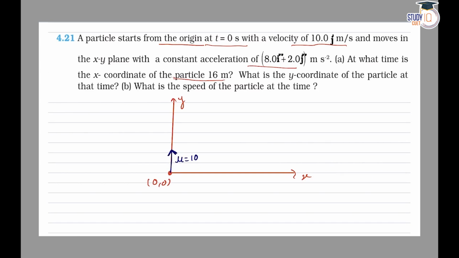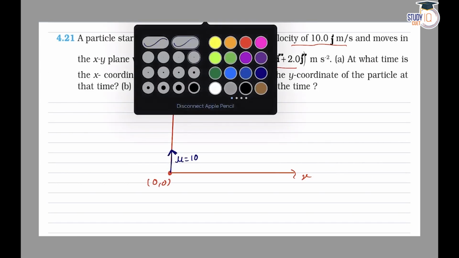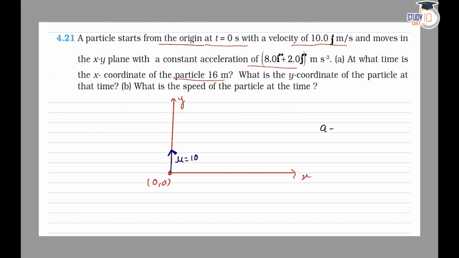Now the particle has acceleration equal to 8 i cap plus 2 j cap. Here i cap represents along x and j cap represents along y. Due to acceleration along x axis, the particle will start to gain velocity along x axis. So at what time is the x coordinate of the particle 16 meter?